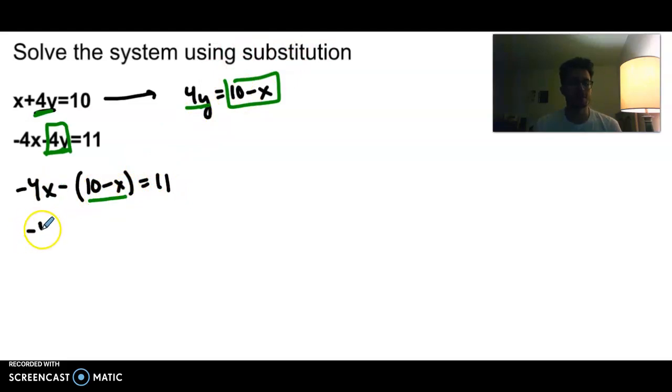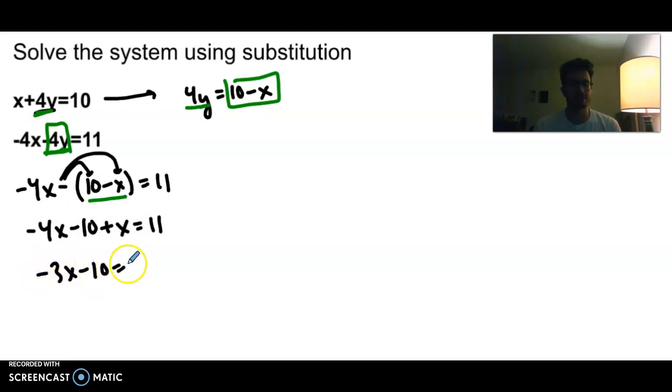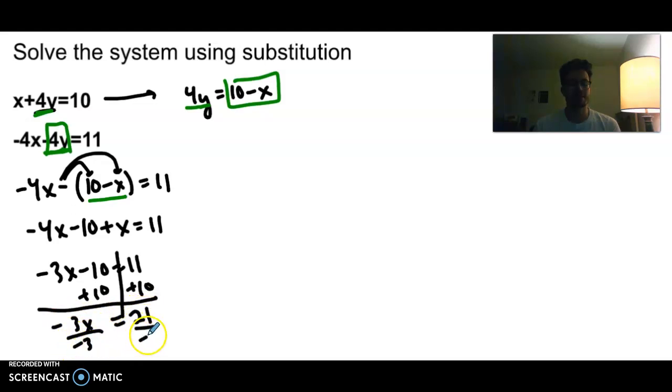I'm going to solve, so I got negative 4x minus 10. If I distribute the negative, negative 10 plus x is equal to 11. So now I combine. I have negative 4x plus x, that's negative 3x minus 10 is equal to 11. I add the 10 to both sides. Get negative 3x equals 21. And I divide by negative 3. That means x is equal to negative 7.